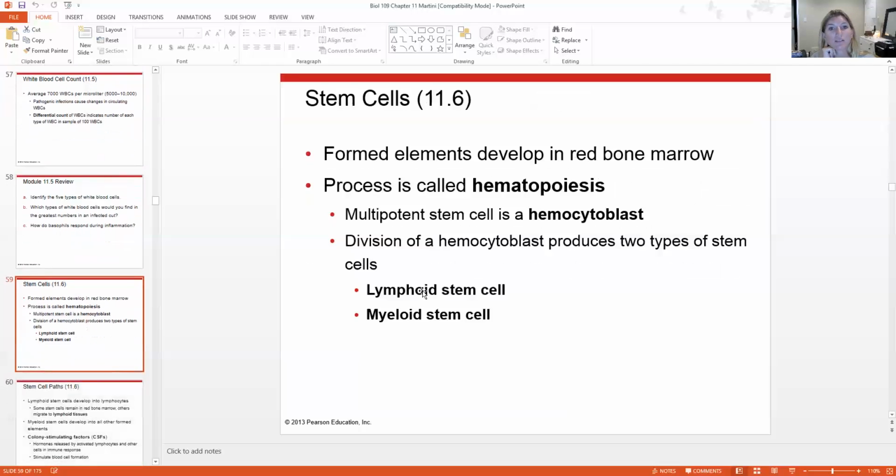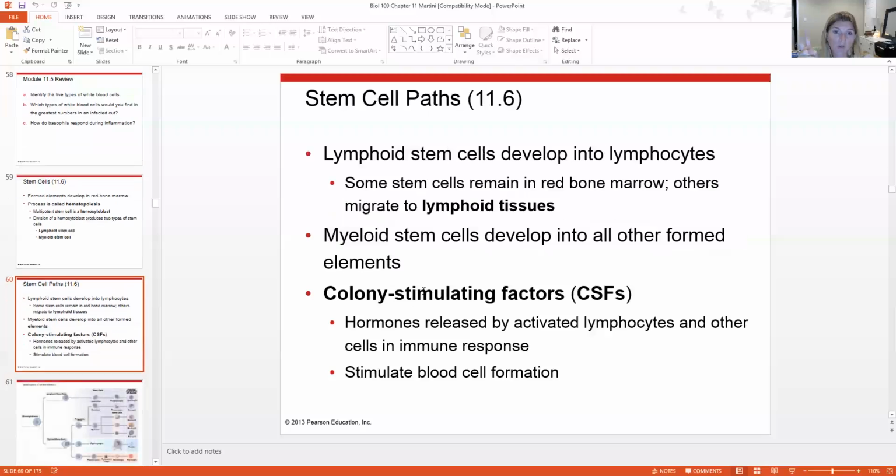Let's talk about how these cells are made. They're all formed from the red bone marrow, originating from what's called a hemocytoblast, which is your stem cell for blood. It's a process called hematopoiesis. Hematopoiesis always begins with the hemocytoblast, and that hemocytoblast can either produce a lymphoid stem cell or a myeloid stem cell. The lymphoid stem cells will develop into lymphocytes. They typically will go out into lymphoid tissues like the thymus or lymph nodes, and they will mature there. They will finish their growing there.